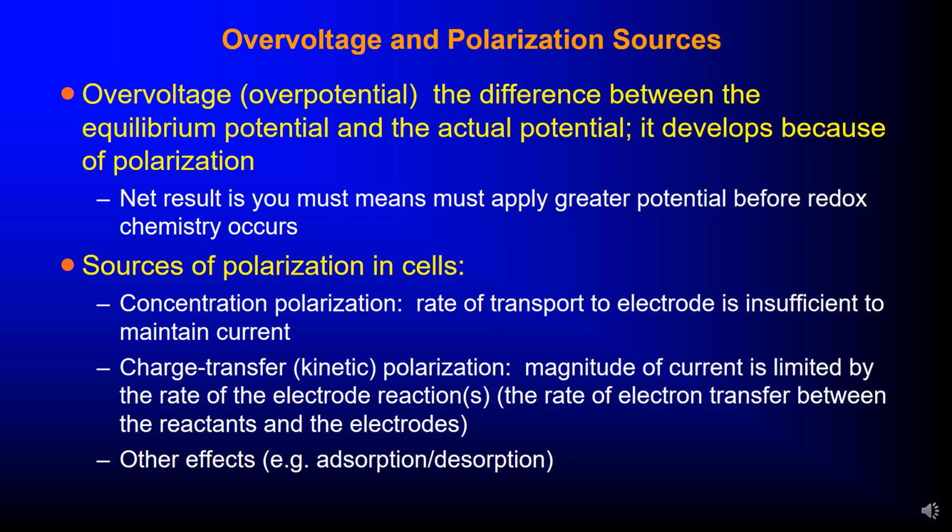To add, sources of polarization in cells are, one, concentration polarization: the rate of transport to the electrode is insufficient to maintain current. Then charge transfer polarization: the magnitude of current is limited by the rate of electrode reactions. Other effects include adsorption and desorption.